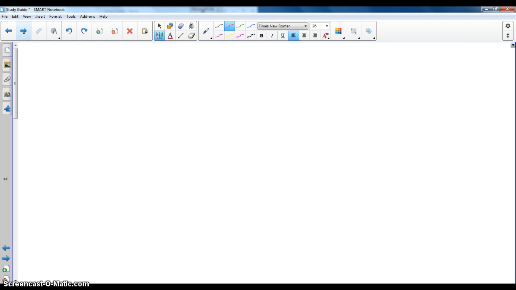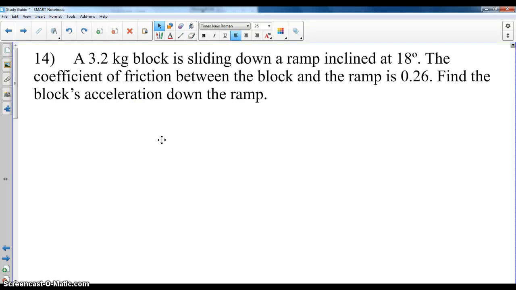Ramp time. Booyah. Where'd my ramp problem go? Come on, show up. This is funny. This happens every now and then. There it is. Okay. A 3.2 kilogram block, that sure is the mass, isn't it?